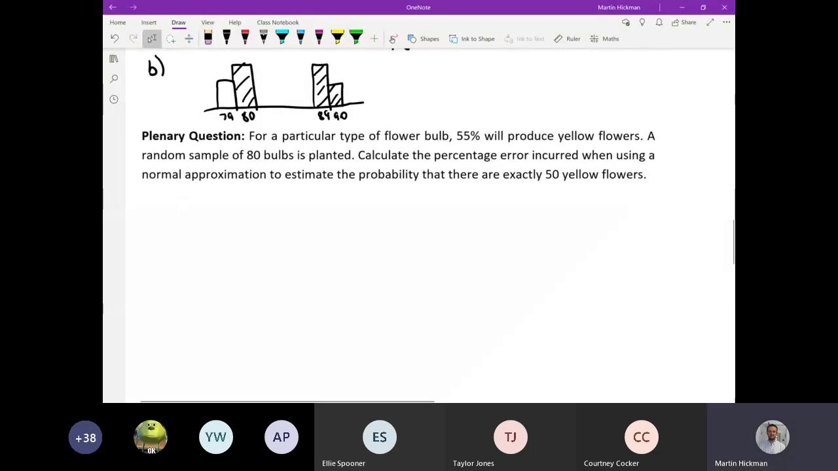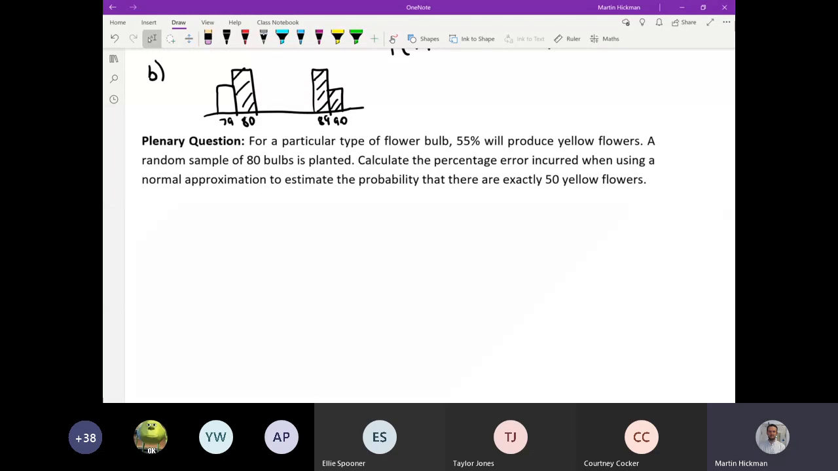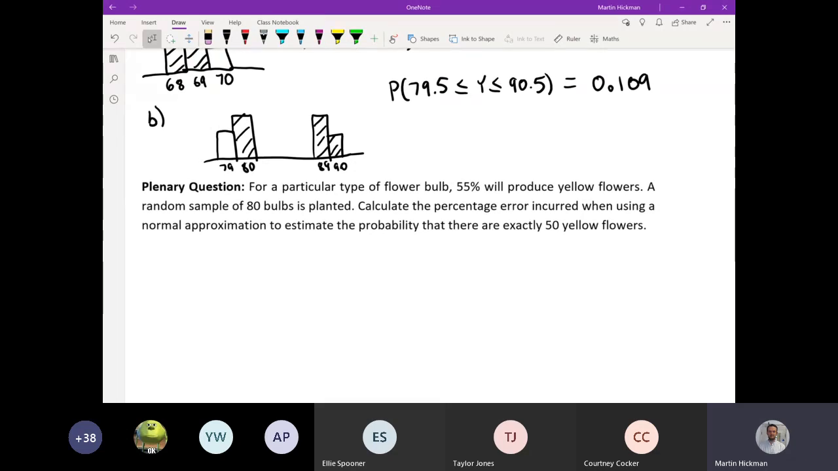So finally, just to do one final example to kind of make sure we're all clear on this before we go today. For a particular type of bulb, 55% will produce yellow flowers. A random sample of 80 bulbs is planted. Calculate percentage error incurred when using a normal approximation to estimate the probability that there are exactly 50 yellow flowers. Okay, so hopefully we can see here the idea of this problem is we'll see that it's not an exact answer that we get when we approximate it, but hopefully we do get something that's quite close, is what we should see.